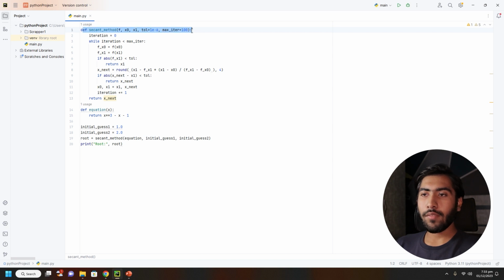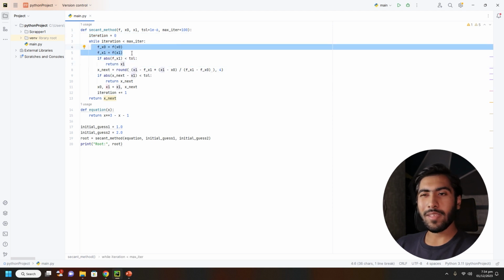So now here we have defined our main function, which is secant method. F will be our equation, x0 is our initial guess 1, x1 is our initial guess 2. Tolerance is set by default, which is 1 exponent minus 6, and max iteration is set to 100. So starting with the iteration counter, which is set to 0, while iteration is less than maximum iteration, our loop will run. But the main things come here.